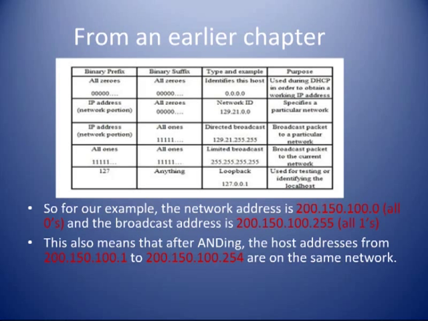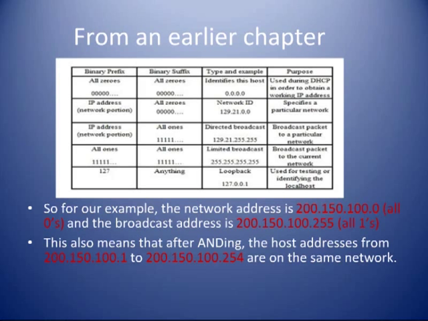All right. Now, in our example, the 200.150.100.0 network, again, all zeros in the host portion, if we put all ones in the host portion, we would get 200.150.100.255, and that would be the directed broadcast at this particular network.